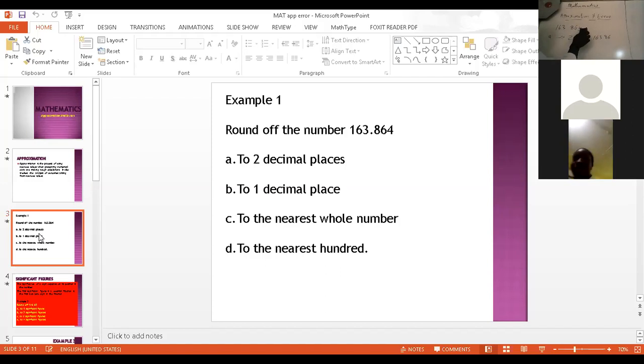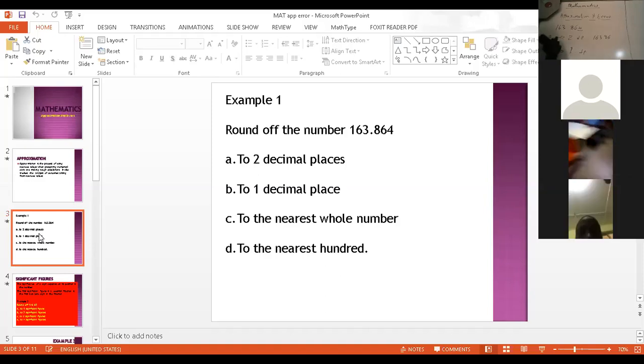So the answer remains 163.86. Then part B says we should round it to 1 decimal place. The number after the point is 8. That is the first number, so 1 DP. Now, you consider 6. 6 is above 4, so you round 6, you turn it to 1, you add it to 8. And that is the answer to 1 decimal place.